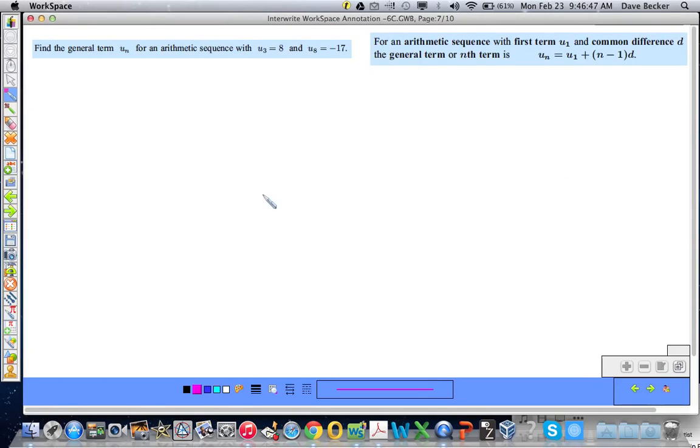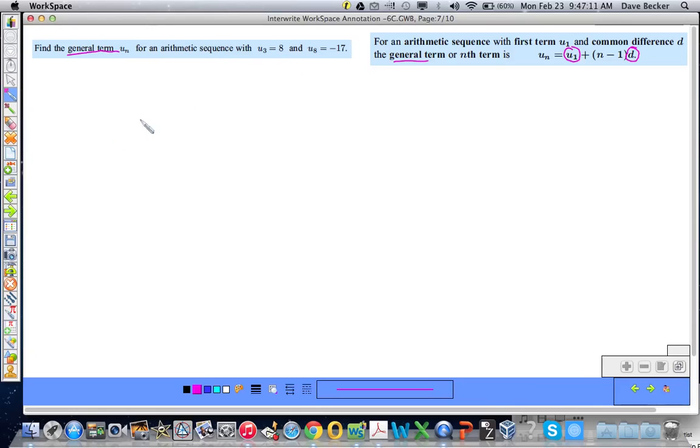All right, one more example. Find the general term u sub n for an arithmetic sequence with u sub 3 equal to 8 and u sub 8 equal to negative 17. To find the general term, or the nth term, I need two things. I need u sub 1 and I need d. So what's going on here?